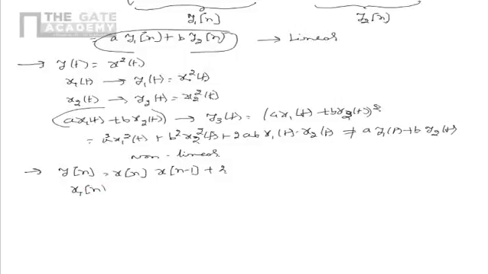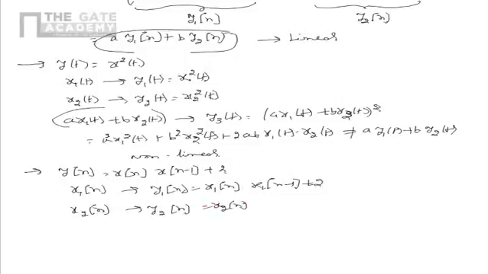As before, for an input of x1 of n, the output is y1 of n is equal to x1 of n multiplied by x1 of n minus 1 plus 2. For input of x2 of n, the output is y2 of n is equal to x2 of n multiplied by x2 of n minus 1 plus 2.